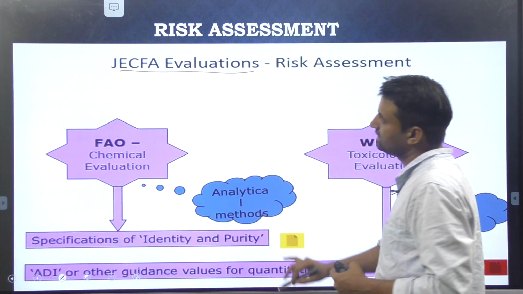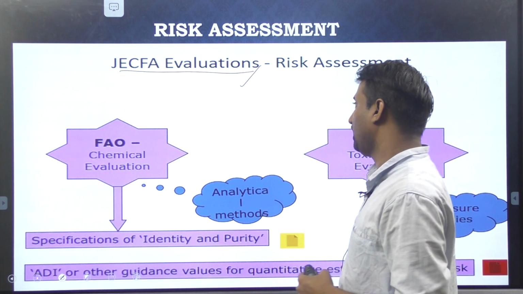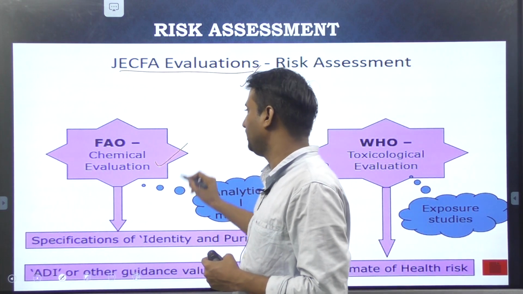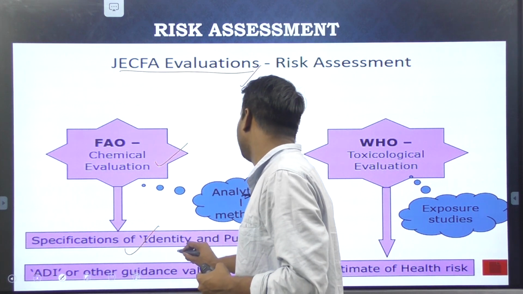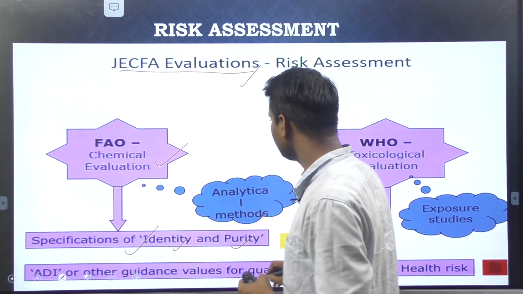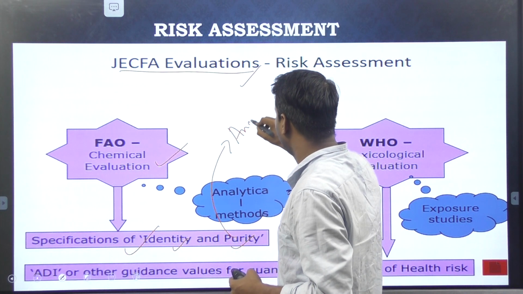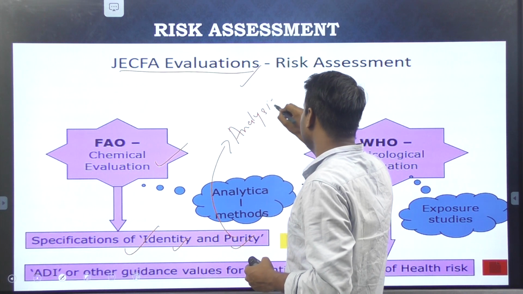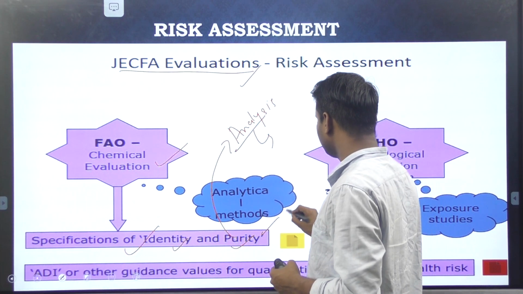This is the process given by the Joint Expert Committee on Food Additives. Now, FAO chemical evaluation, how is it going to be started? Specification of the identity and the purity. So there are certain methods of analysis through which they are going to understand what the purity level is.